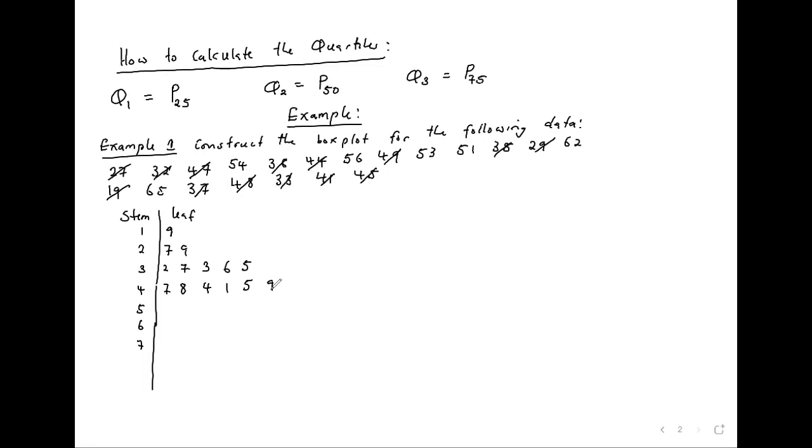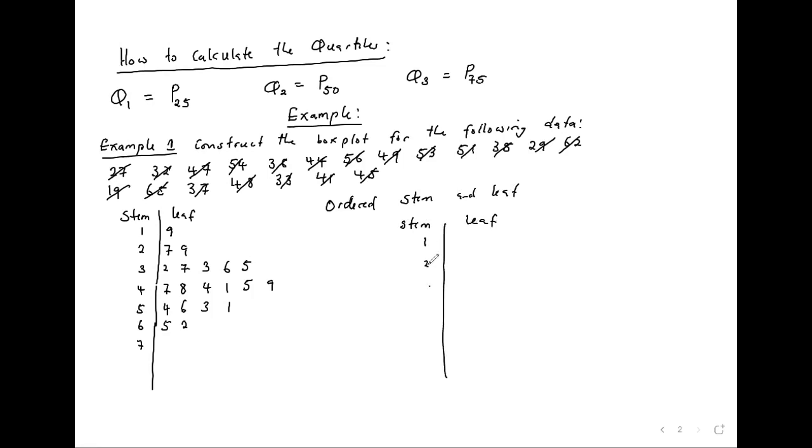50s, we have 54, 56, 53, 51. 60s, we have 65 and 62. So this is not an ordered one. Then you can quickly do an ordered stem and leaf, where you say stem and then leaf.